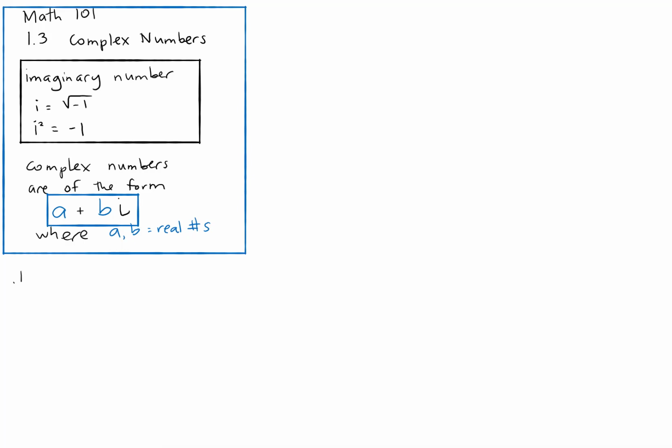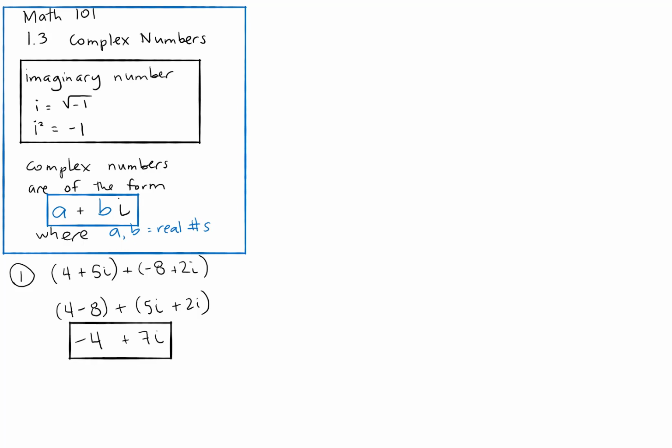Just adding and subtracting. 4 plus 5i plus -8 plus 2i. Basically what you want to do is add the real portions. So we're going to take out the real portions and combine them. And then we're going to take the imaginary portions and combine them. What we're doing is we're adding component-wise. Our real component is -4. And our imaginary is 7i.